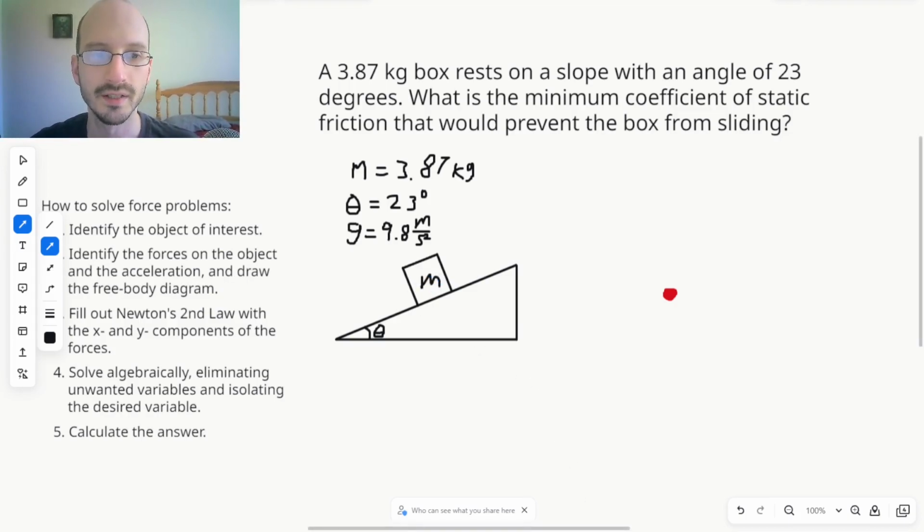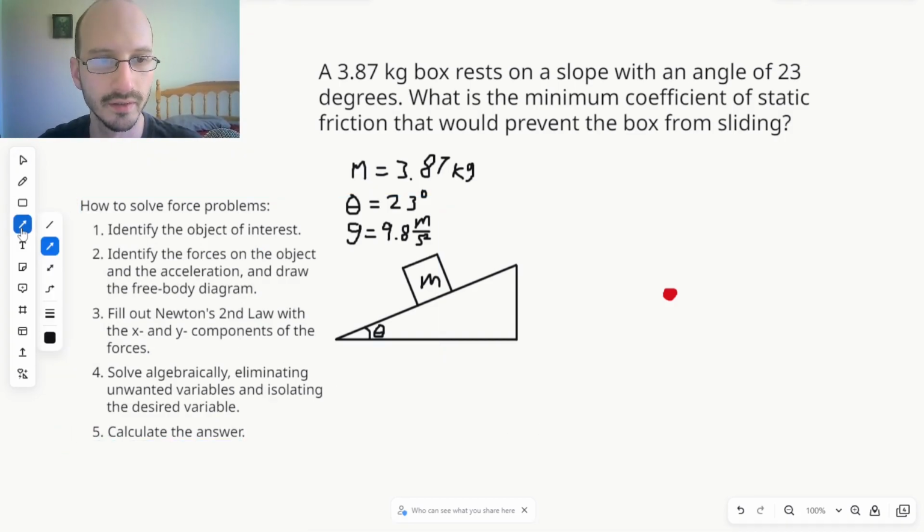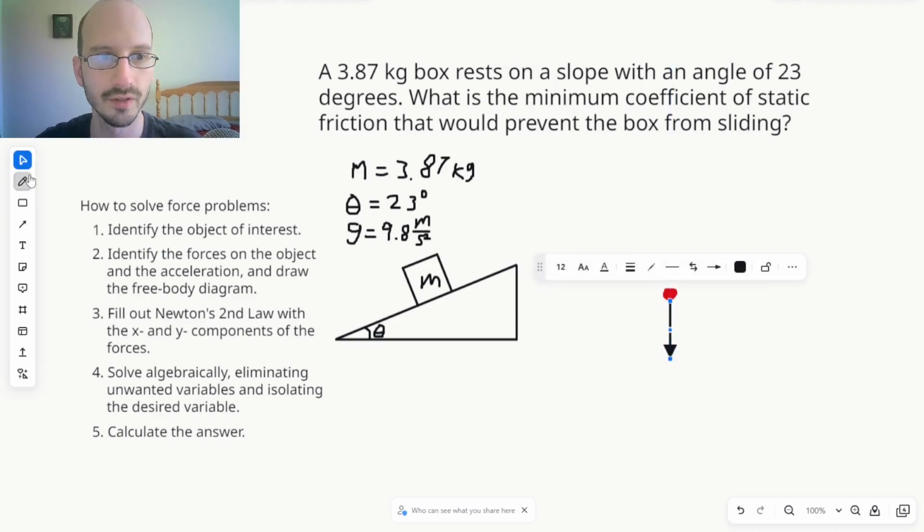Second step is to identify the forces on the object. Let's just fix that real quick. Identify the forces on the object. Now, on the Earth's surface, every object has a weight that points downward. That's our first force, weight.